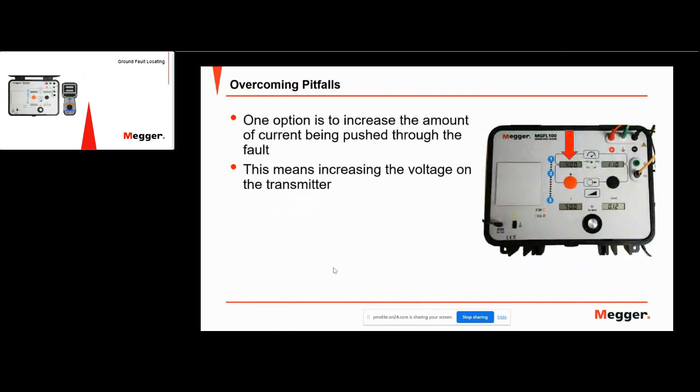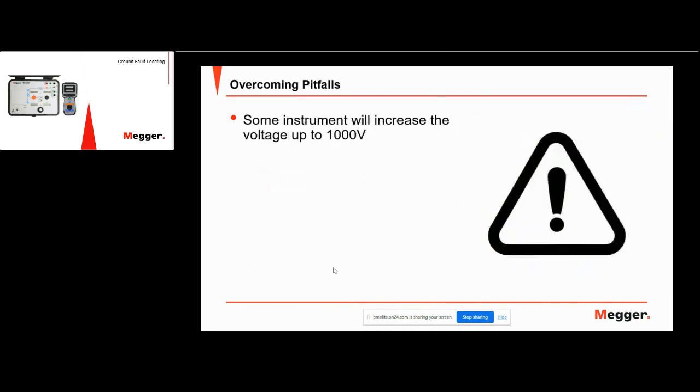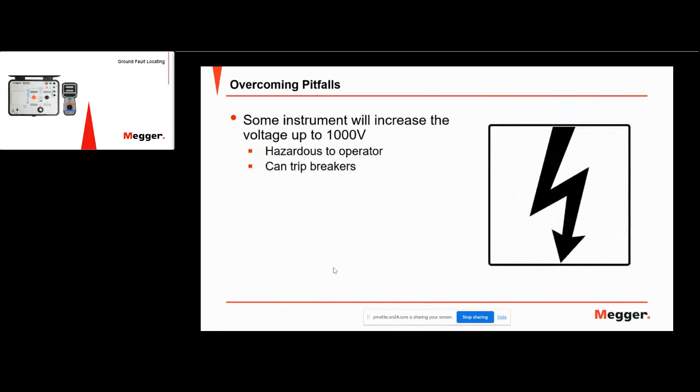So there are several options here. One, you can increase the voltage on the transmitter. You increase the difference potential across the fault and the transmitter. You increase the current flow. Some instruments on the market will allow you to increase the voltage up to 1,000 volts. That actually is a hazard, and it can trip breakers. And it's a hazard to the user.